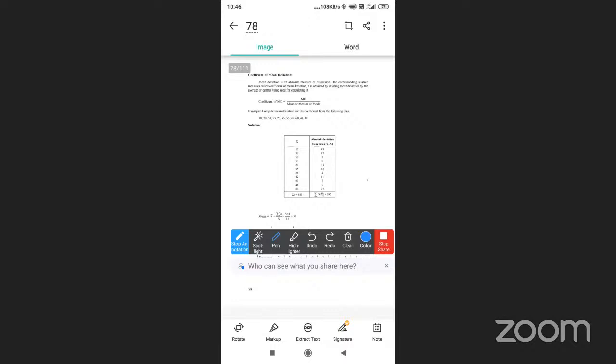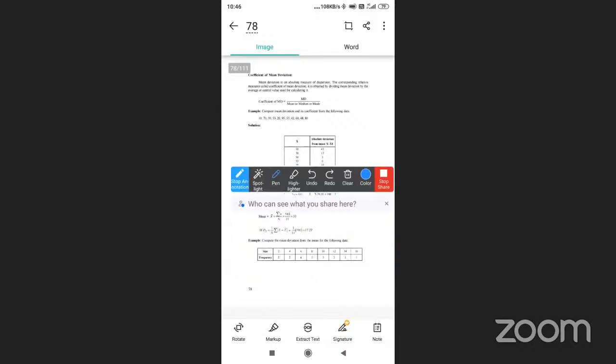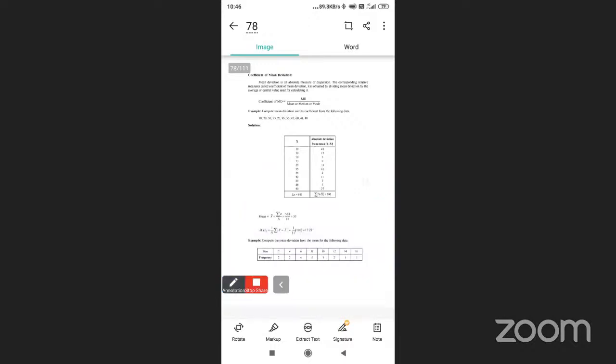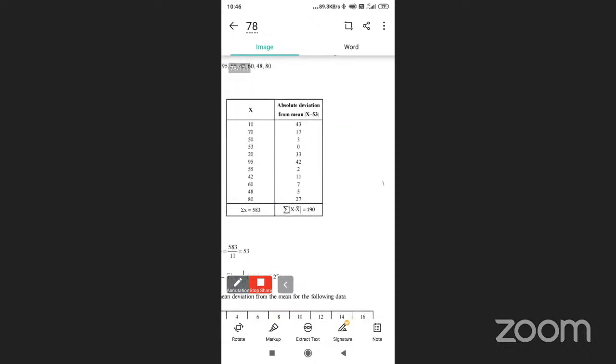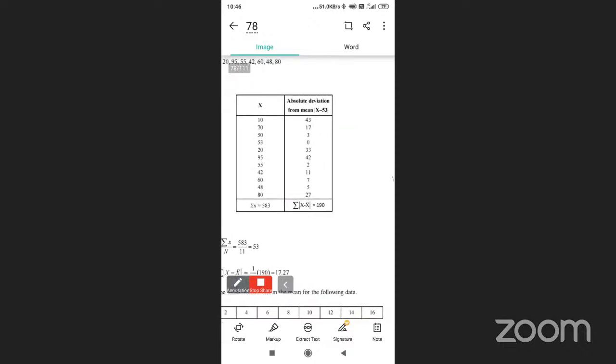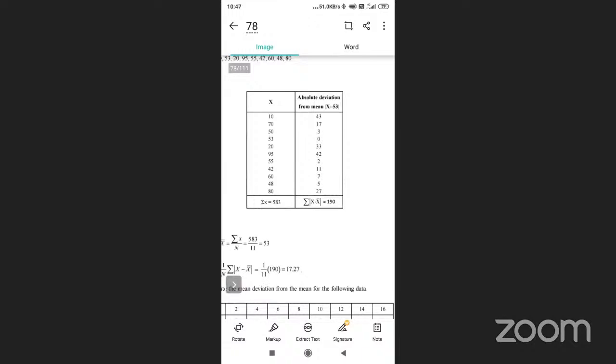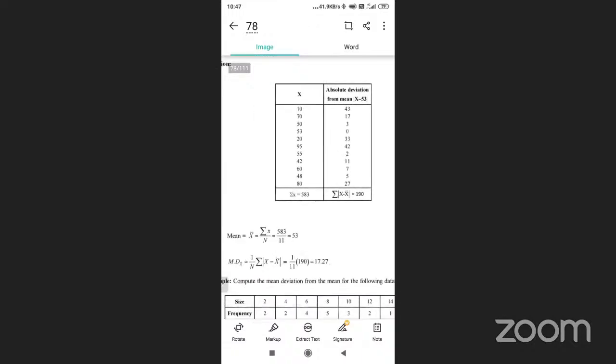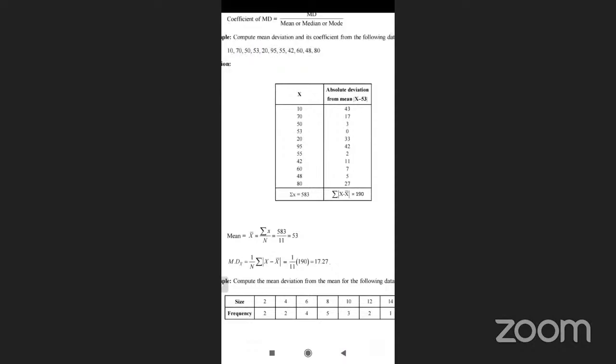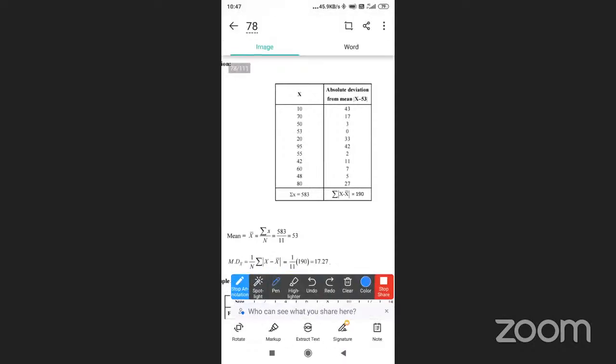You should take x values and the absolute deviation from mean. So 10, 70, 50, and so on. Sigma x is equal to 583. Now mean is equal to sigma x by n. Here it is given as capital N, but you should write small n. Sigma x by small n is 583 by 11 items, which is 53. So modulus x minus 53 is the absolute deviation from the mean.